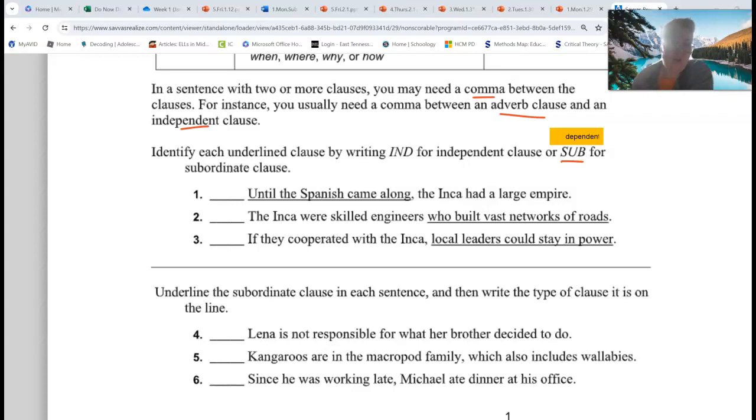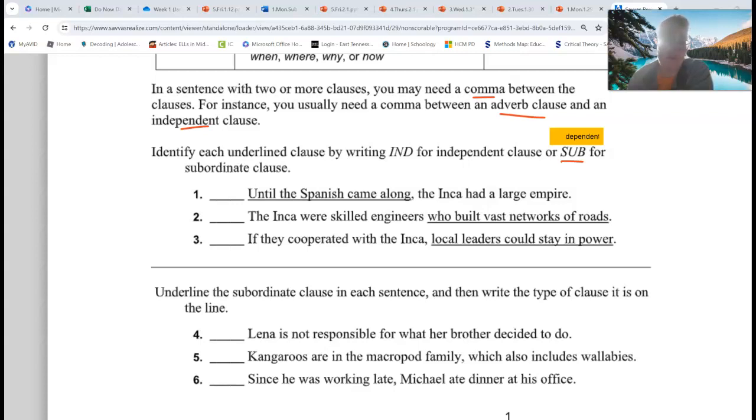Until the Spanish came along. Well, that doesn't feel like a thought to me. Why are we reading about the Spanish? What happened when the Spanish came along? So this doesn't sit as its own thought. Until the Spanish came along, the Inca had a large empire. Let's look at the other piece. The Inca had a large empire. Does that stand alone? Yeah. So how do these two pieces connect?